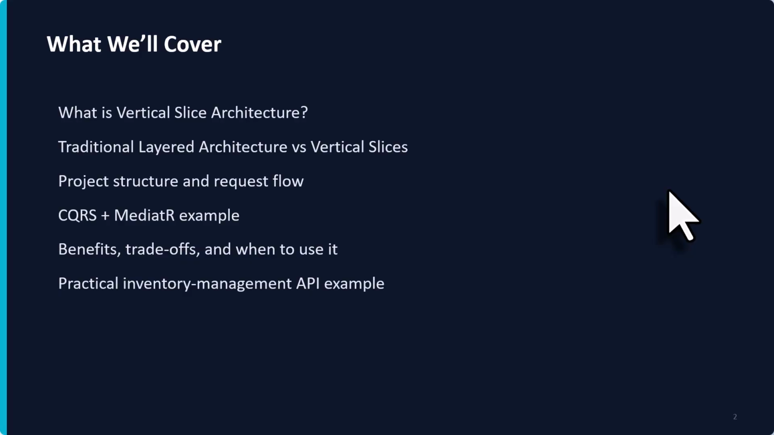What we will cover in this session: what is vertical slice architecture, traditional layered architecture versus vertical slices, project structure and a request flow, a CQRS plus mediator example, benefits, trade-offs, and when to use it, and a practical inventory management API example. So these are the topics we are going to cover in this session.